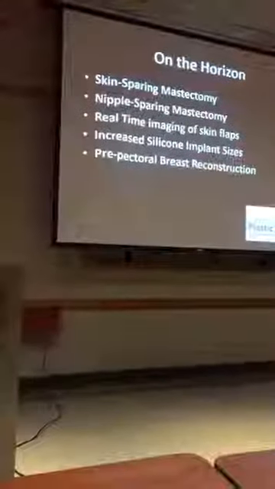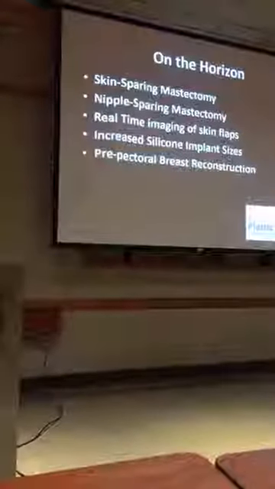Other things in terms of changes, the way we do breast reconstruction has evolved. There's been a lot of push, as you saw, in terms of skin-sparing mastectomy. There are different things in terms of nipple-sparing mastectomies. Real-time imaging of skin flaps to help prevent tissue loss. The silicone implant sizes: currently, the largest silicone implant you can get in the United States is 800 cc's.